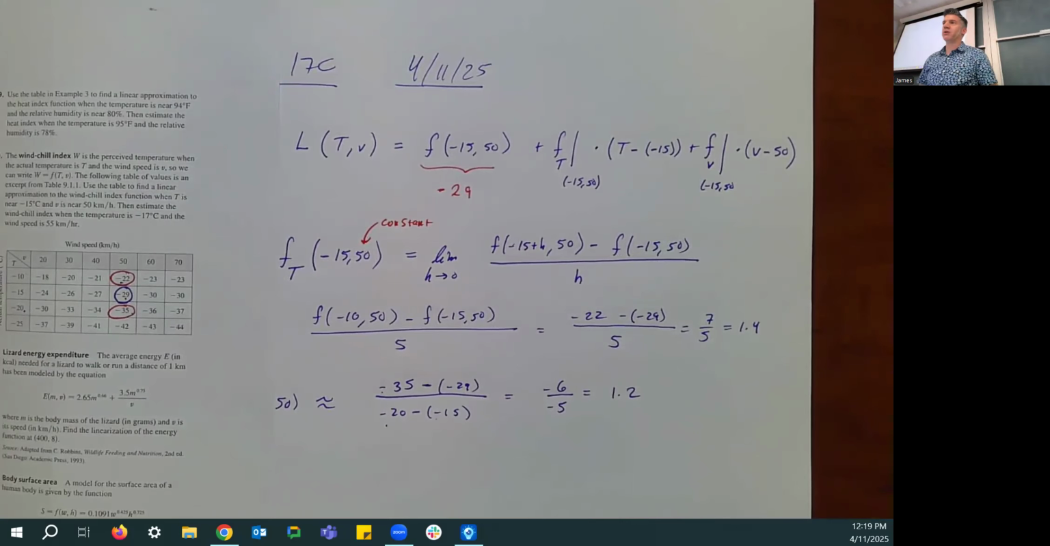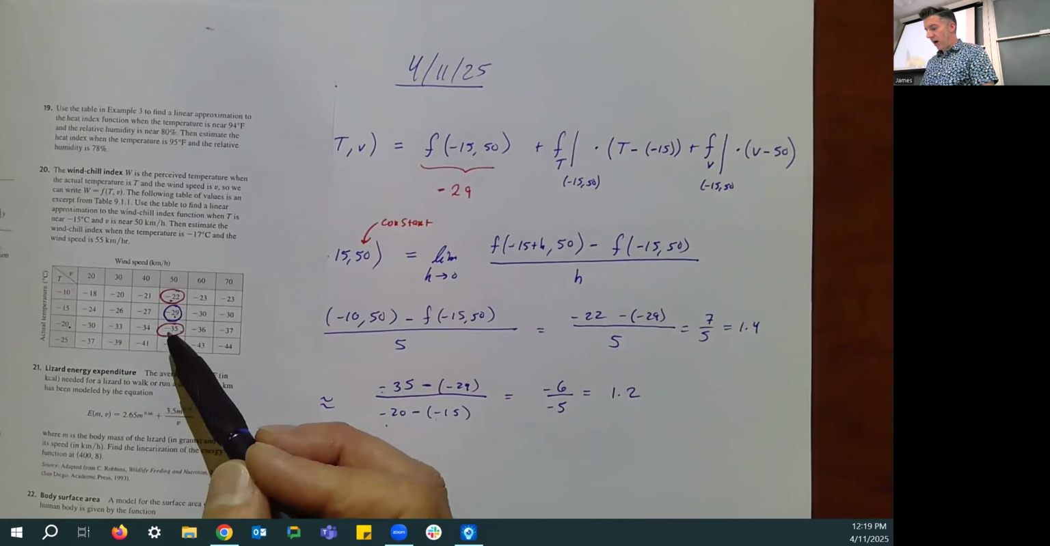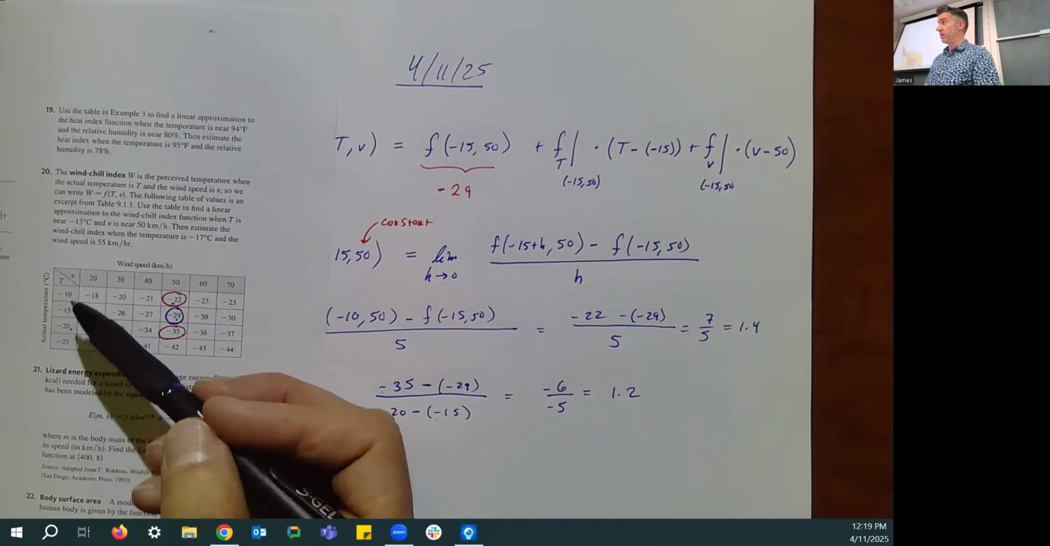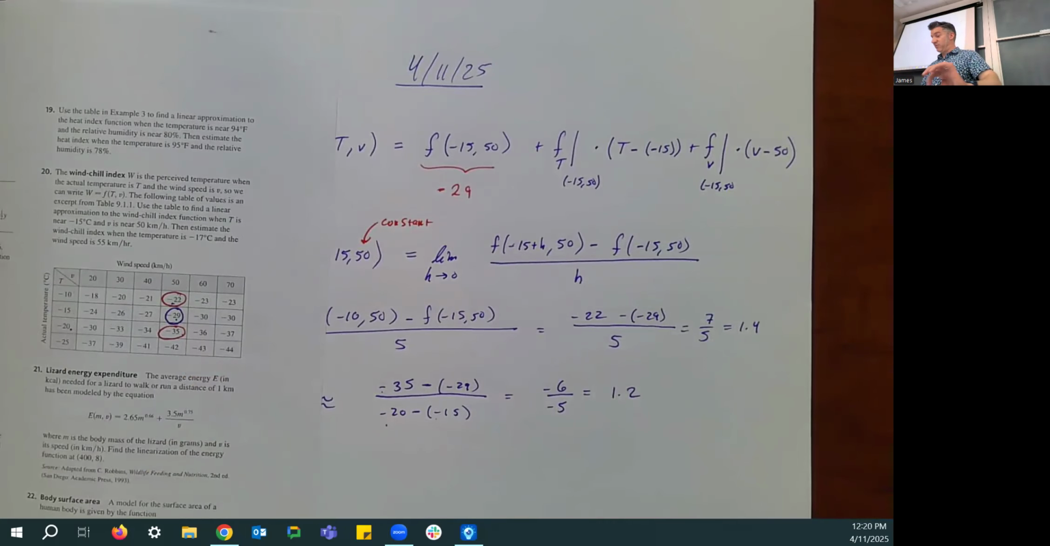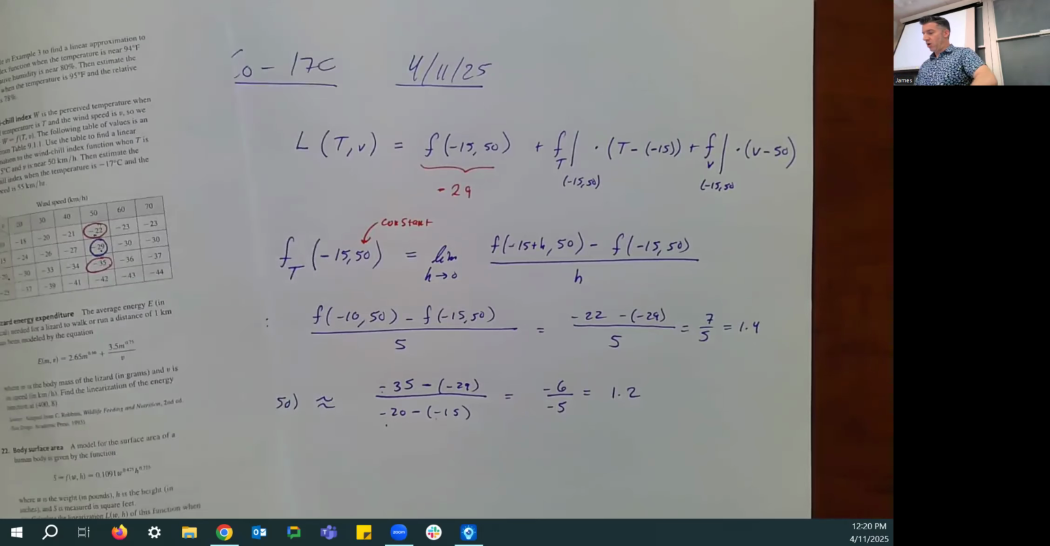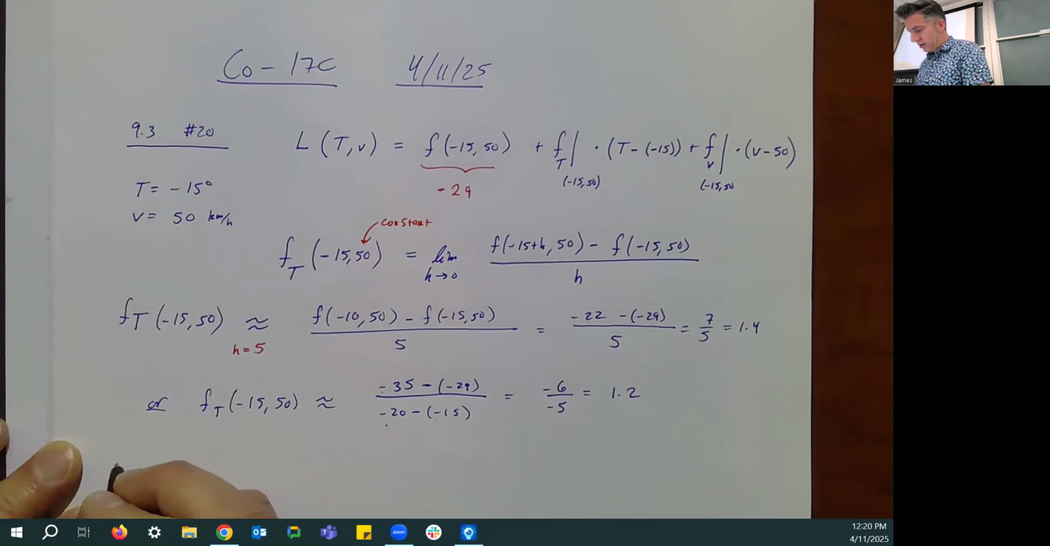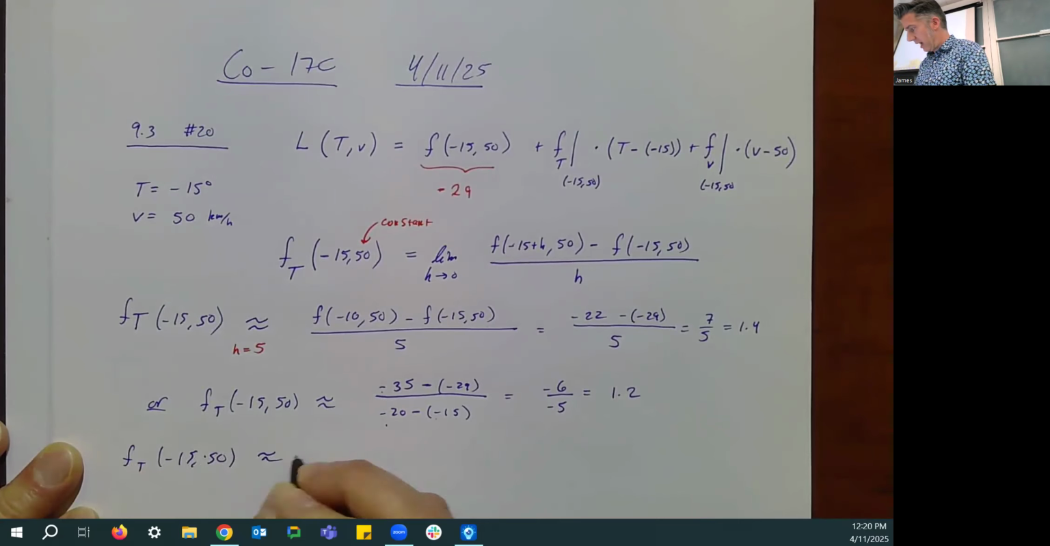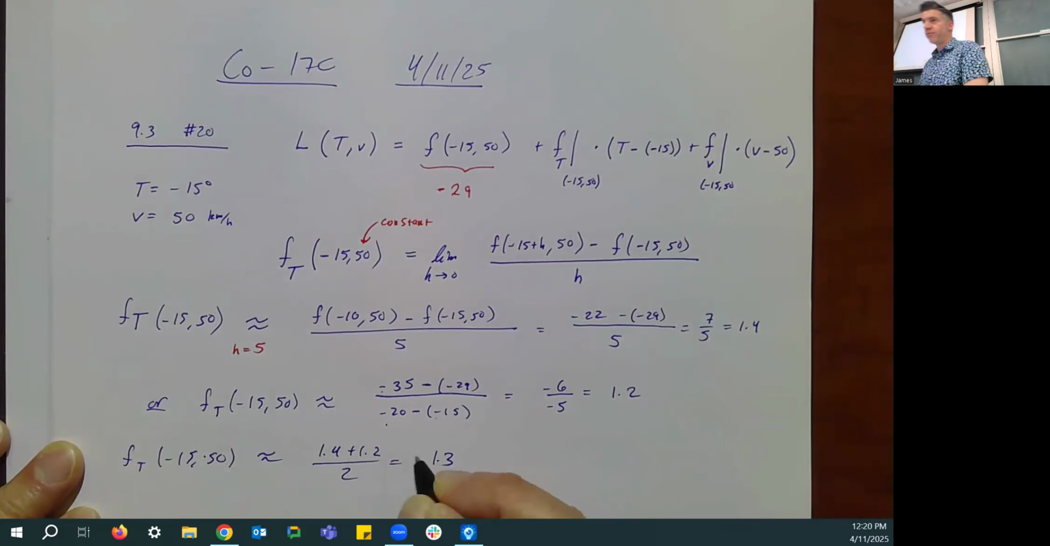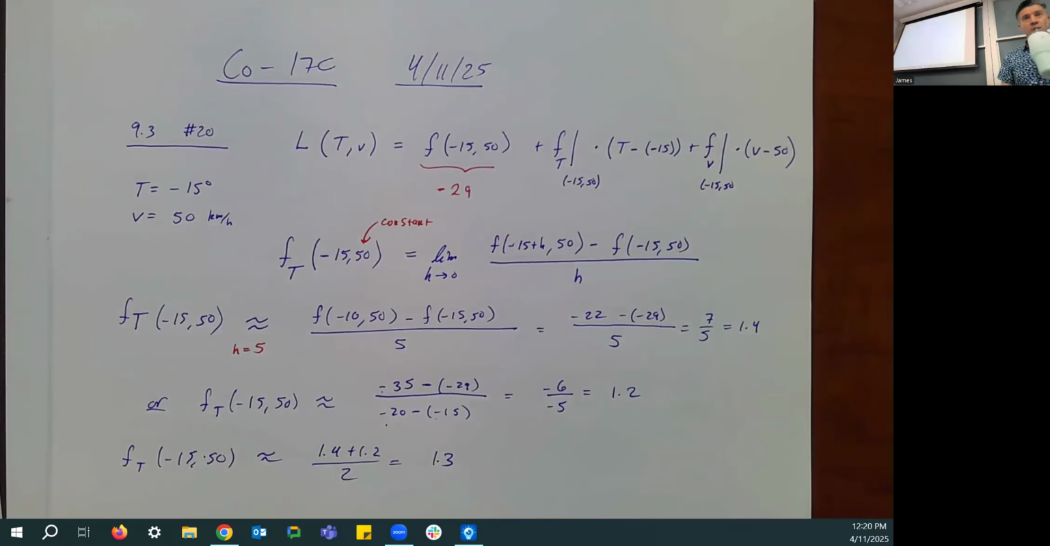And then you average those. In this example, you could have gotten the same result by just doing that one minus that one divided by the differences here, because all the differences are the same. But if they're not all the same, like in problem 18, you can't do it that way. So this is why I'm showing you this longer way of doing it. So we're going to say that our FT at -15, comma 50 is approximately the average of those two numbers, 1.4 plus 1.2 divided by 2, which is 1.3. Feels like a lot of work, but it's really not that terrible.